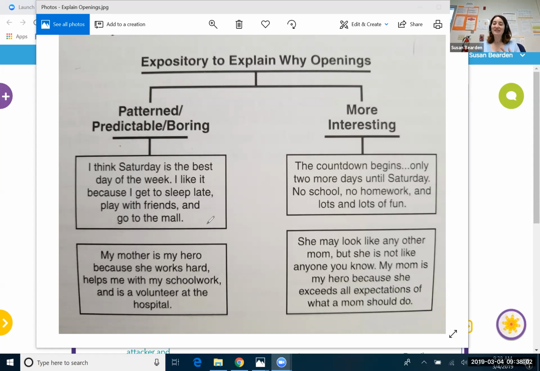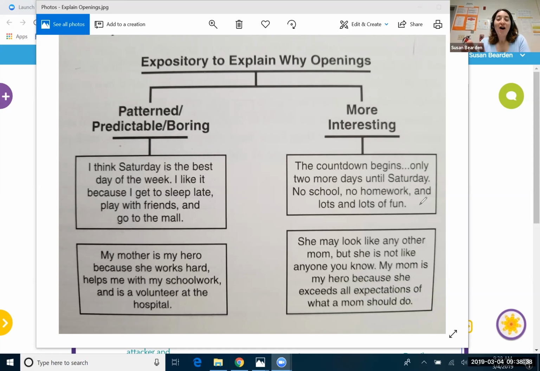So let me show you an example of another one that is on the same topic and does almost the same thing, but it's a little bit less predictable, which makes it more interesting. So read along with me over here where it says more interesting on the right of our tree map. We're going to look at this branch and the very first subtopic. So let's take a look. It says, "The countdown begins. Only 2 more days until Saturday. No school, no homework, and lots of fun."